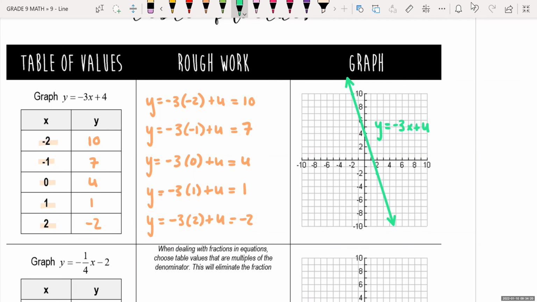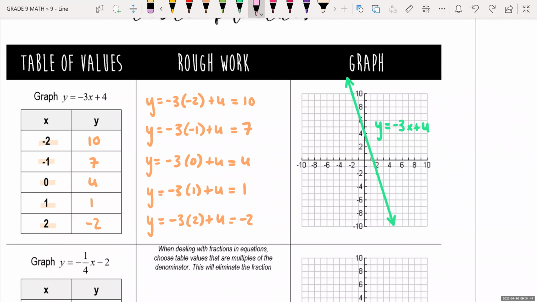So remember, the positive 4 is your y-intercept, which is this point right here. And the negative 3, you're just going to go negative 3 over 1. Your rise is going down and your run is going to the right. So you go down 3, 1 to the right, down 3, 1 to the right, et cetera. I think probably it would have been faster to graph it that way.